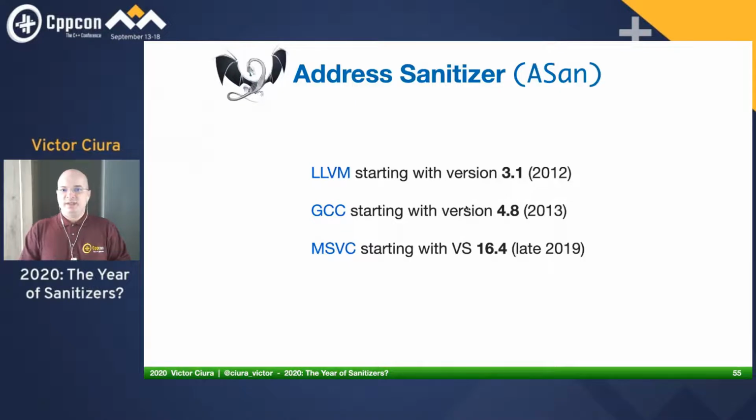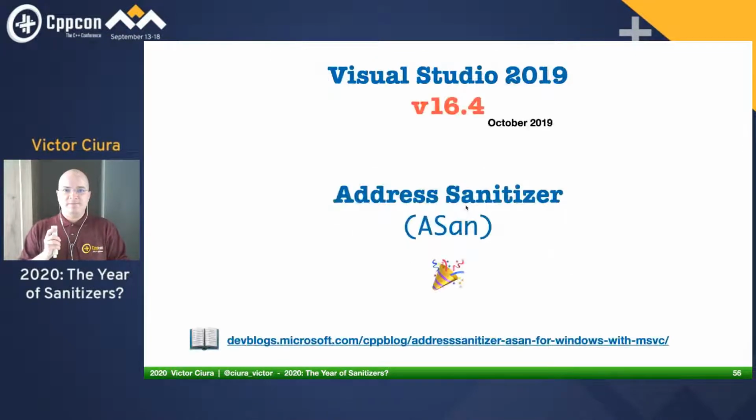We have address sanitizer in LLVM since 3.1, and soon after in GCC, starting with 4.8. But we got this on Windows in MSVC as late as 2019, late 2019. And there's a reason for that. I'm trying to explain some of the problems in bringing this to Windows. So we have it. Starting with Visual Studio 16.4, we do have address sanitizer.